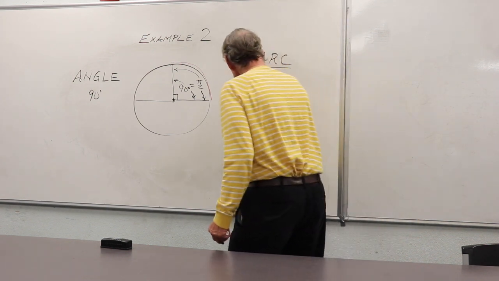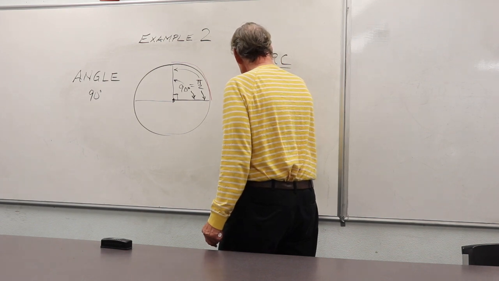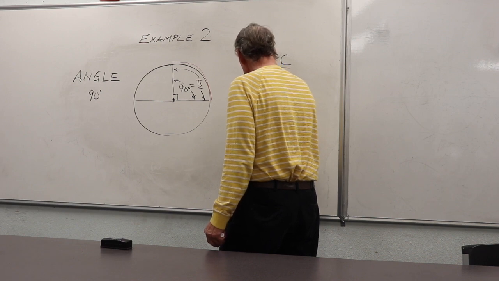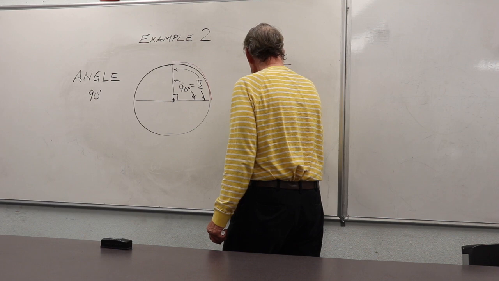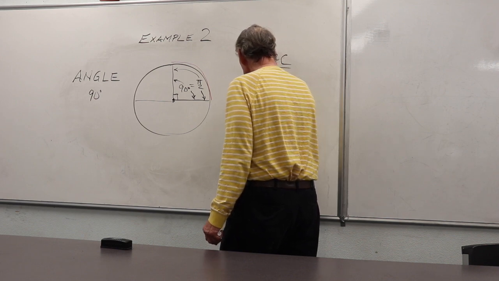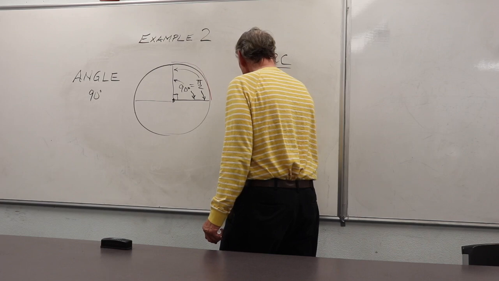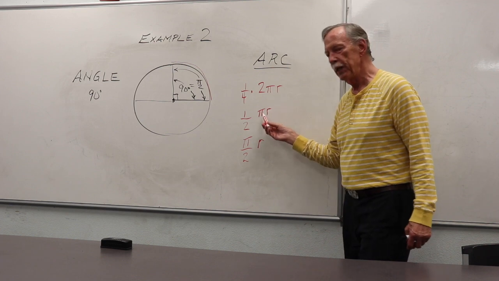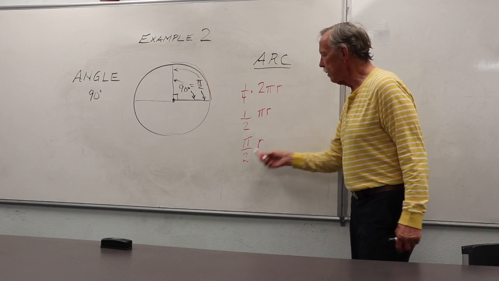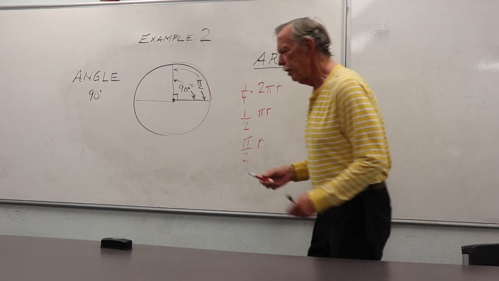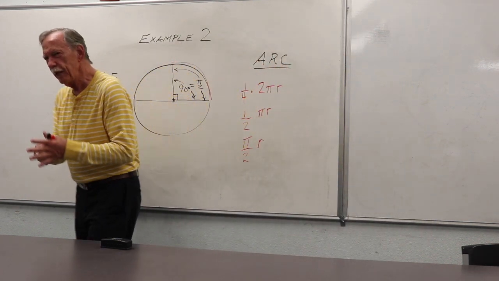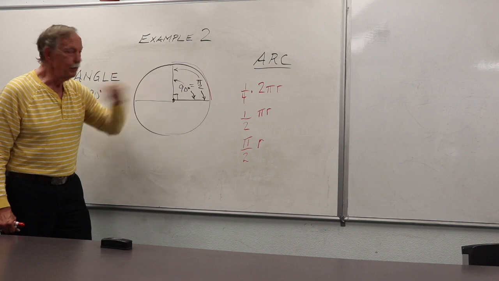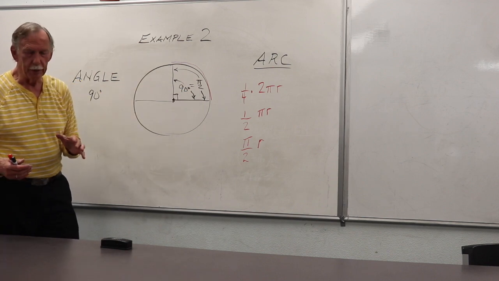When we do the multiplication, we get 1/2 of pi times the radius, or pi halves times the radius. But, wait a minute. Make the connection here. This angle in radians is pi halves. See, I told you it would be easy.